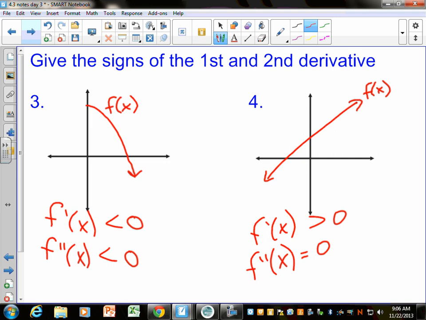And so what we're trying to get to is be able to answer a lot of questions about graphs without really needing a function to even go with it.